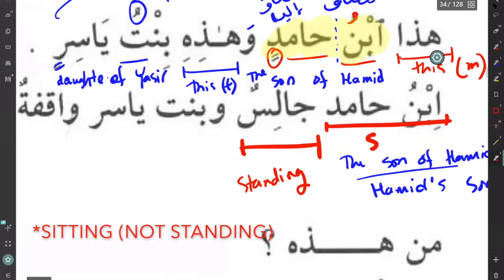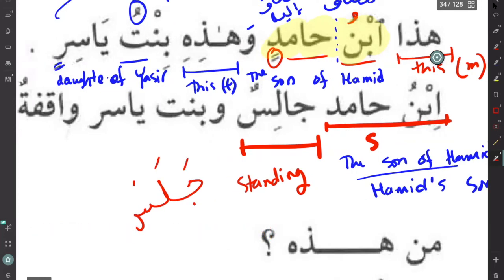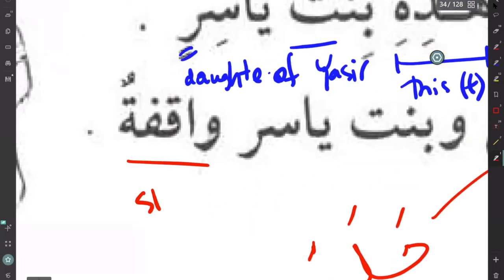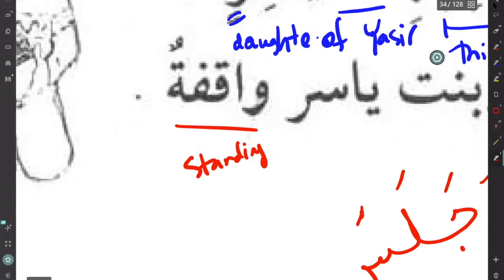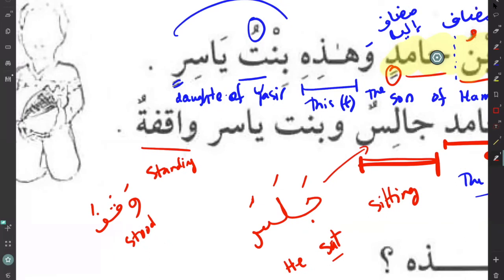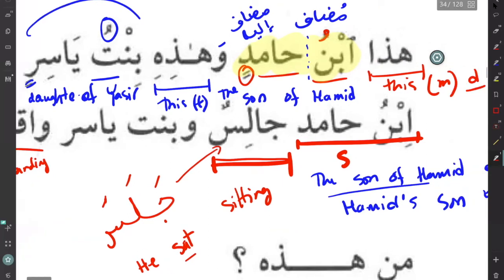Sitting. When you go to book two, they will teach you jalasa. Look, it's the same word: jalis and jalasa. That means it's in the past tense. He sat. So if you memorize this word, when you go to book two, you don't have to memorize it again. You will recognize jalisun, was sitting, and jalasa is coming from the same thing. Same thing here: waqifun is standing. In book two you'll find the word waqafa. See, waqifun, waqafa, which is stood in the past tense. Now in book two you have no problem. You already know these words. So these words are very, very important and powerful. Okay, so Hamid is sitting.